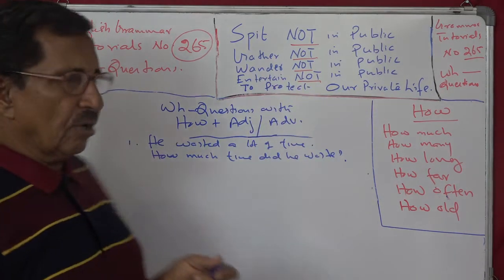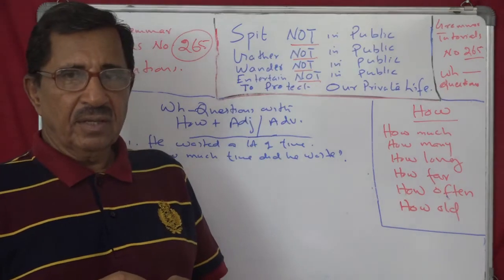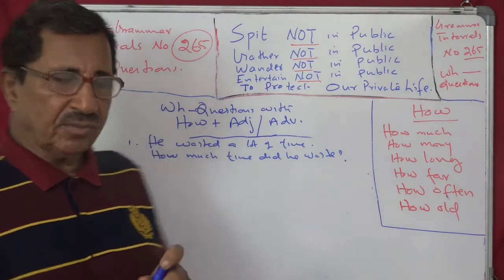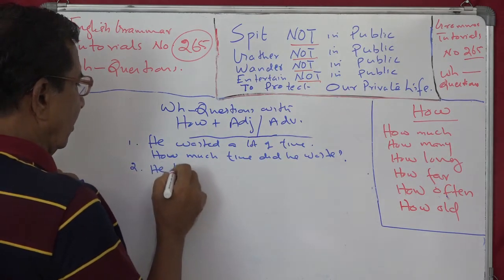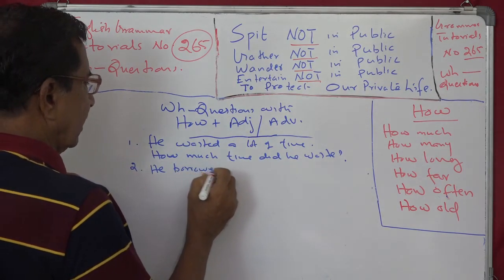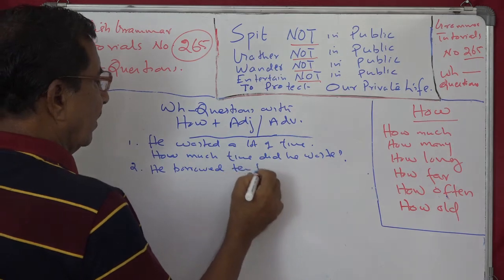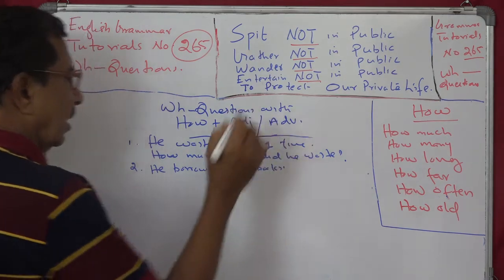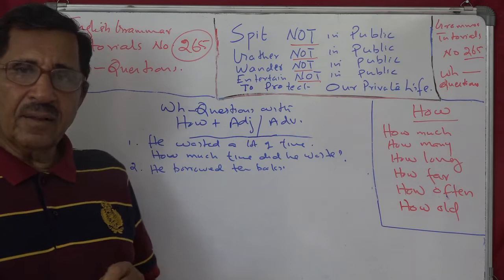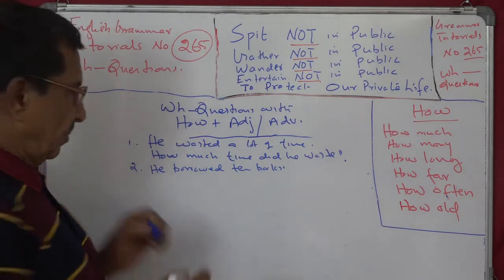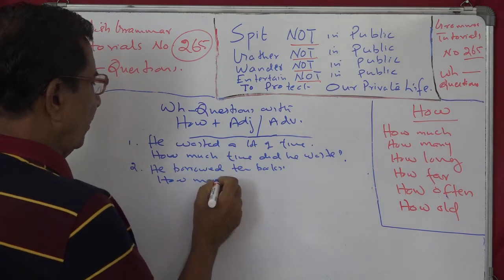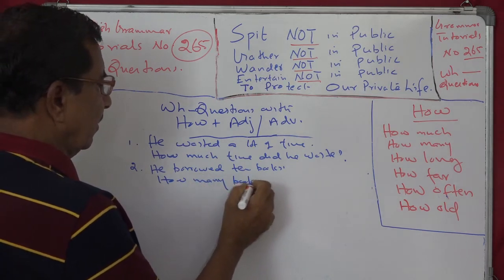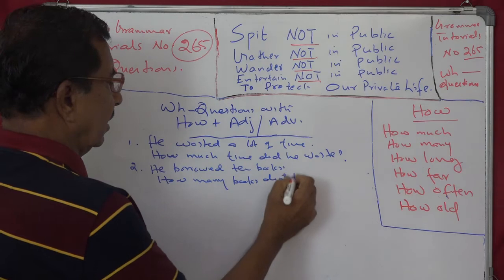Next is number. He borrowed 10 books from the library. He borrowed 10 books. The question would be, how many books did he borrow?